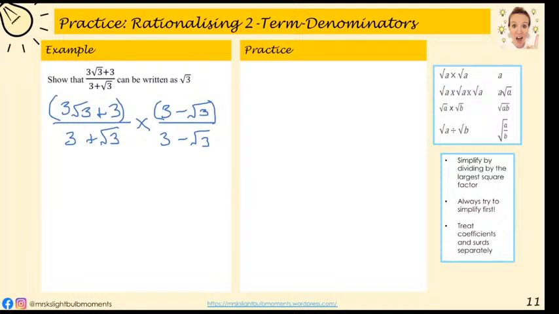I'm not going to draw all my arrows in because it's going to get really confusing on your screen, but hopefully you'll be able to follow as I do it. We've got to take the first from each bracket. 3 root 3 times 3 is 9 root 3.